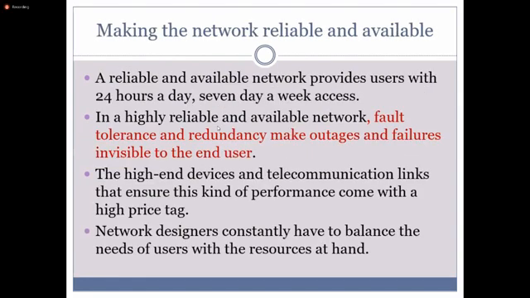So making the network reliable and available. A reliable and available network provides users with 24 hours a day, 7 days a week access. That means 24/7 available network. In a highly reliable and available network, fault tolerance and redundancy make outages and failures invisible to the end user. So a highly reliable network has fault tolerance options.